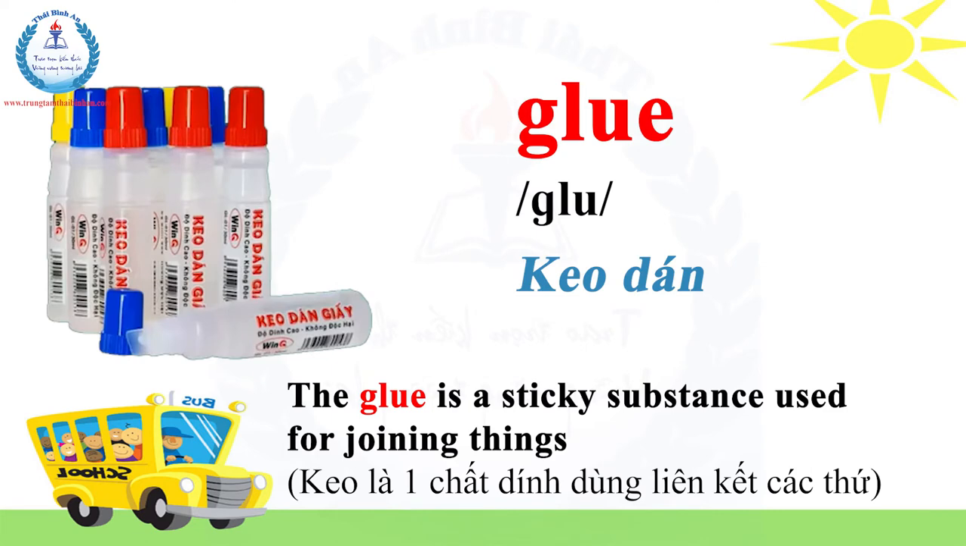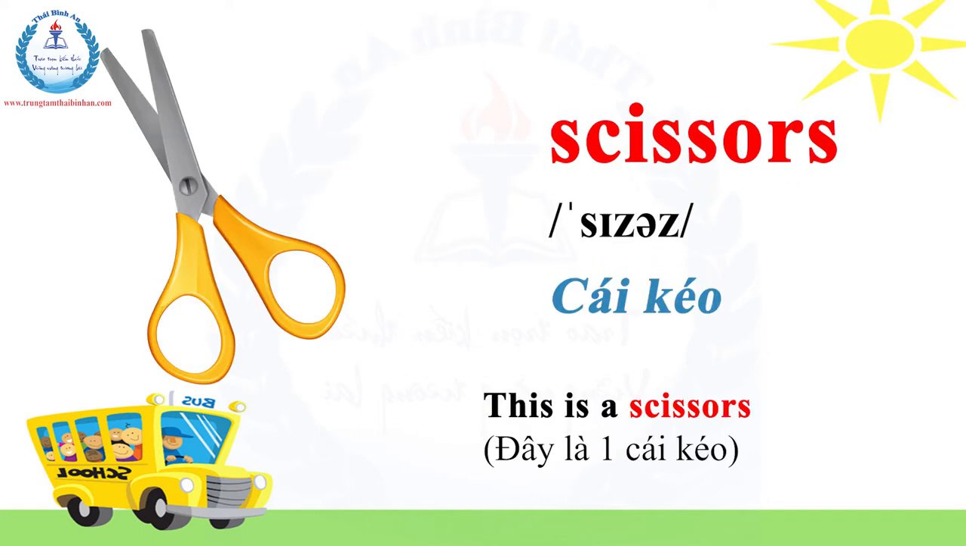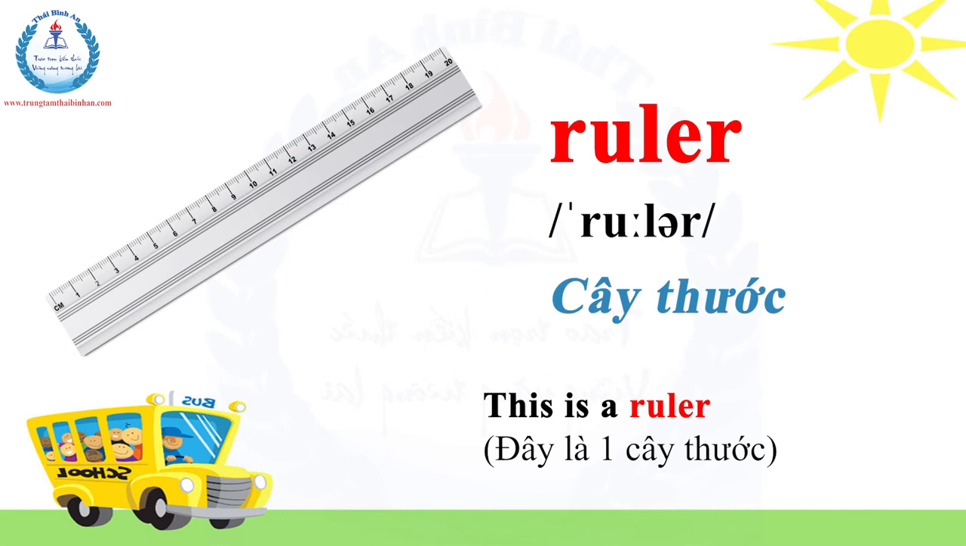Keo dán. Glue. The glue is a sticky substance used for joining things. Giao cắt. Cutter. This is a cutter. Cái kéo. Scissors. This is a scissors.